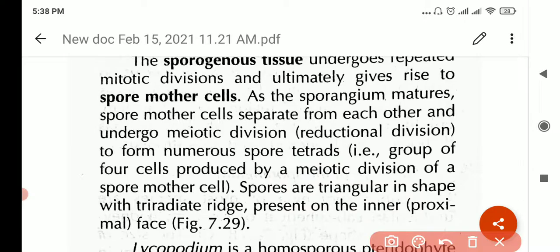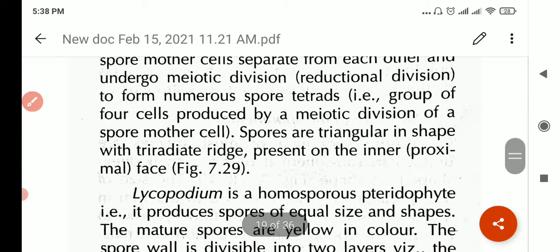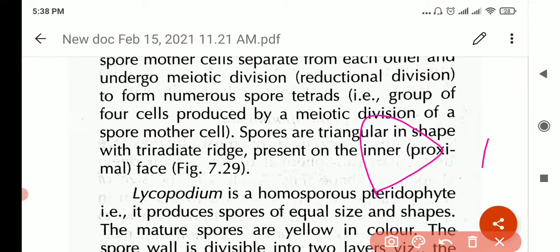So now what is the shape of these spores? If you look at them in the microscope, when we do practicals, you will see very clearly that they are triangular in shape. And it has a ridge like this, a tri-radiate ridge. Sort of a drain, I guess, which goes in three directions. So, tri-radiate ridge. And the ridge is present on the inner face.